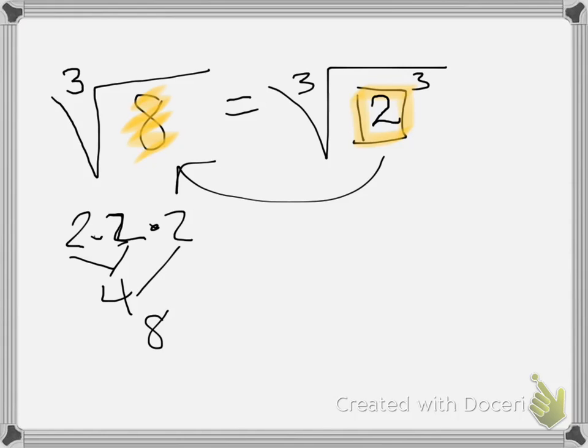So when you have other roots besides squared, like square roots, they don't tell you what the index is. It's automatically a 2. But when you have other roots, they'll write it in there. So let's try another one. What about the cube root of 64?